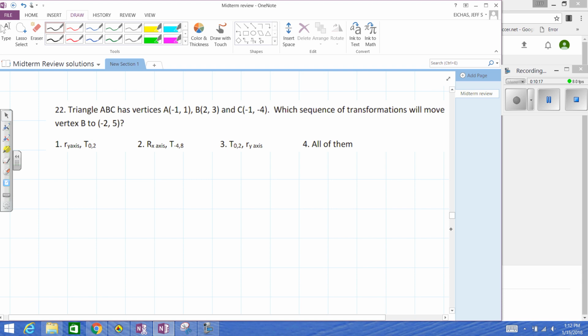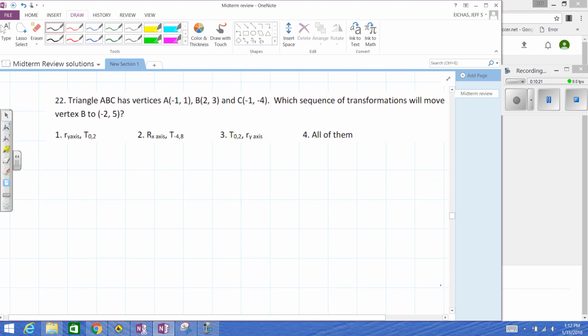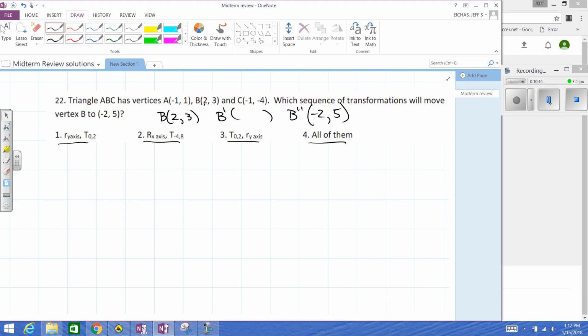Okay. So what we're going to have to do is get some graph paper to do this one. It's probably the best move. And then we'll figure out which of these sequences would map B. So B is at 2, 3. I don't know what B prime will be, but then B double prime has to finish at negative 2, 5. Okay, these are all two moves. So that's what we're looking to do here. So I'll go get a graph.